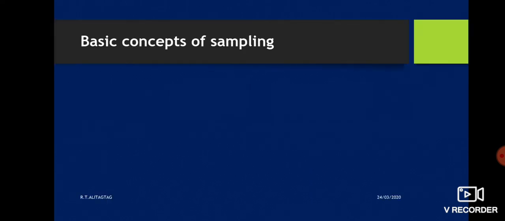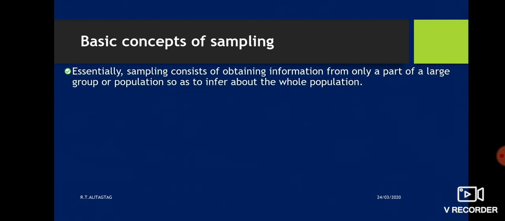Okay, so we're going to start with the basic concepts of sampling. What is sampling all about? So number one, sampling basically consists of obtaining information from only a part of a large group or population so as to infer about the whole population.